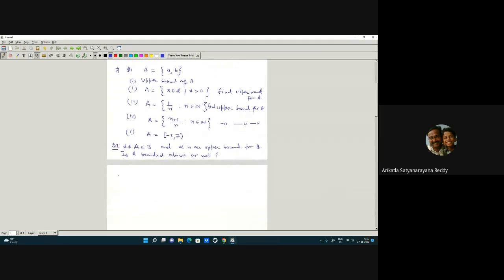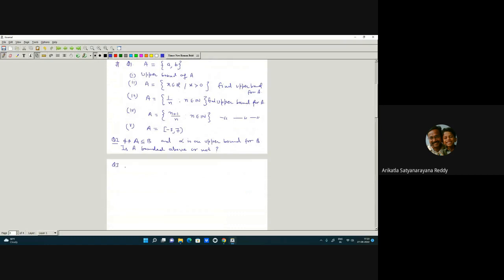Question number 3: A and B are bounded above. If A and B are bounded above, what can we say about A union B? No need to write everything. A union B.